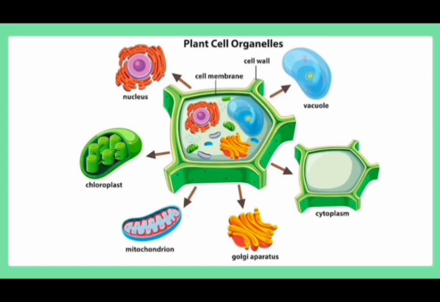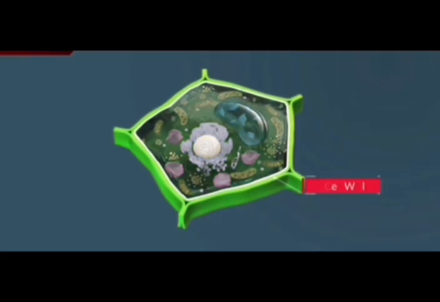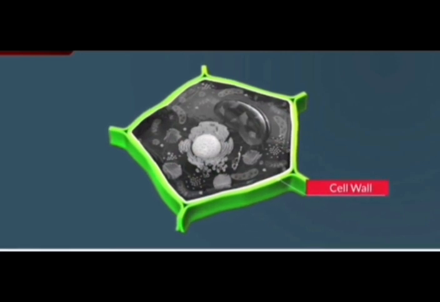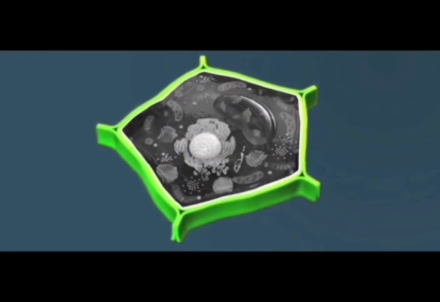The major components in the structure of a plant cell include cell wall, cell membrane, cytoplasm, nucleus, vacuole, mitochondria, Golgi apparatus, and chloroplast. First, let's understand the cell wall. The cell wall is the outermost rigid layer of the plant cell. It is made of a strong material called cellulose, which gives the cell shape, protection, and structural support. The cell wall is an important feature of a plant cell.